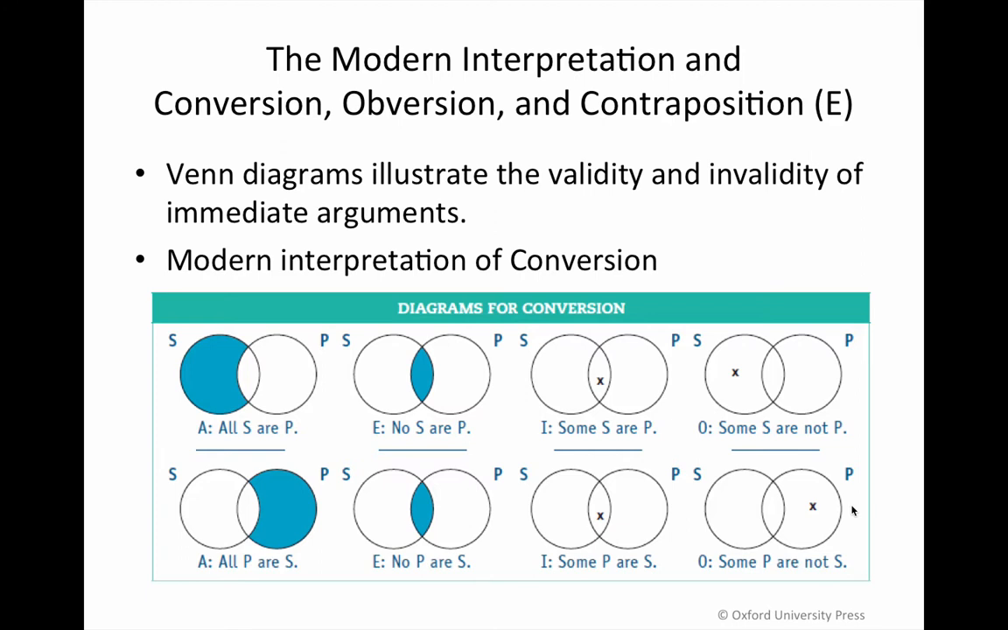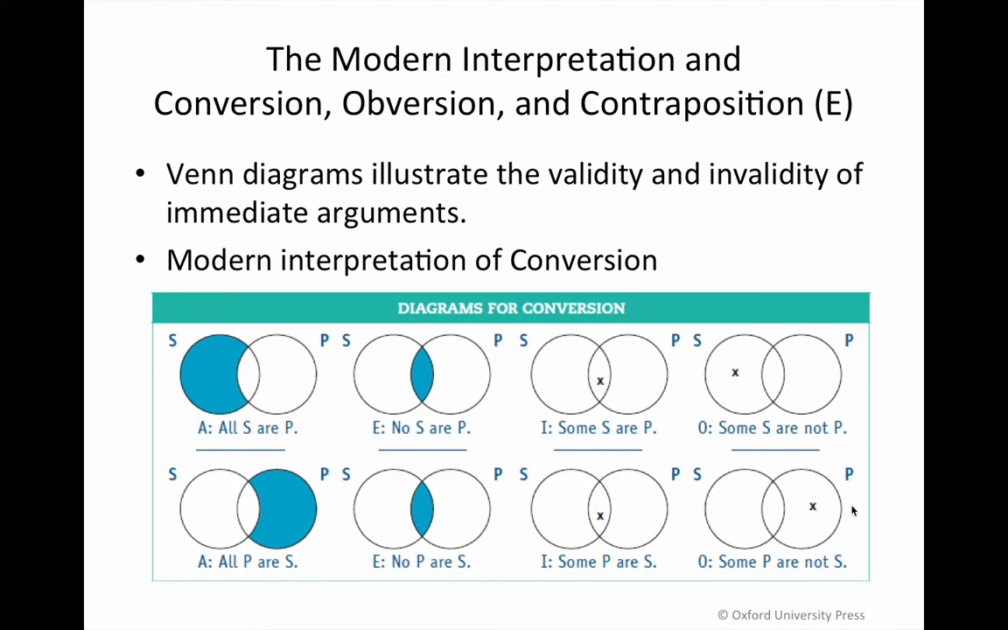Take a look, though, at the universal negative and the particular affirmative. No S are P is equivalent to no P are S. Why is that? Well, it's because the subject class is distributed and the predicate class is also distributed. In other words, we have mutual exclusivity. If none of the S's are P's, it also follows that none of the P's are S's.